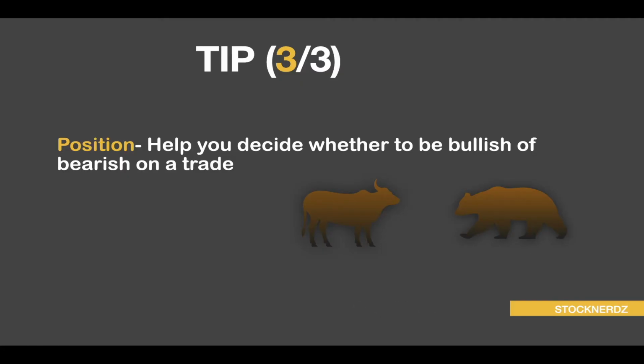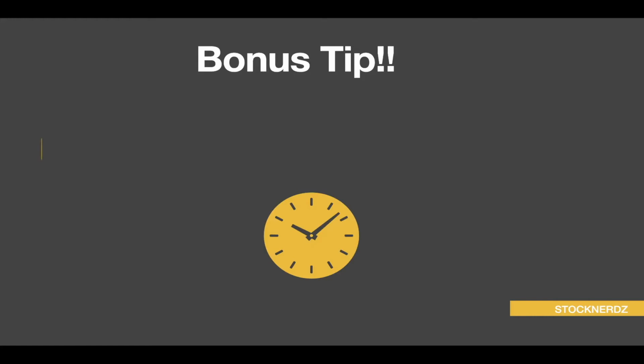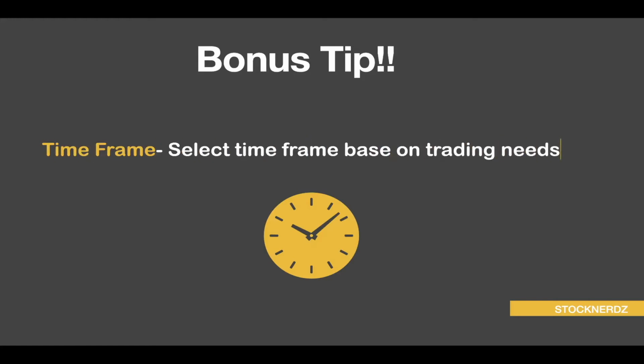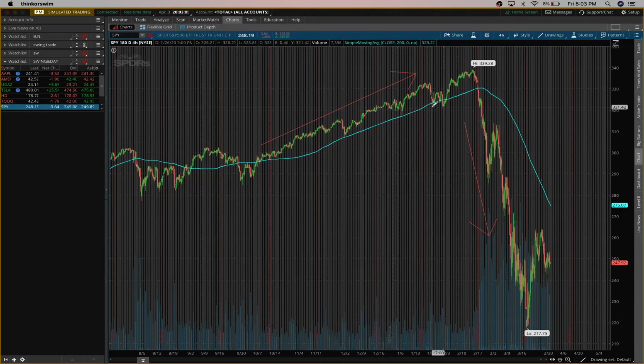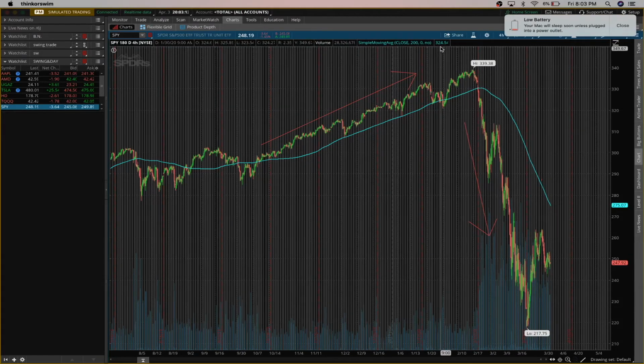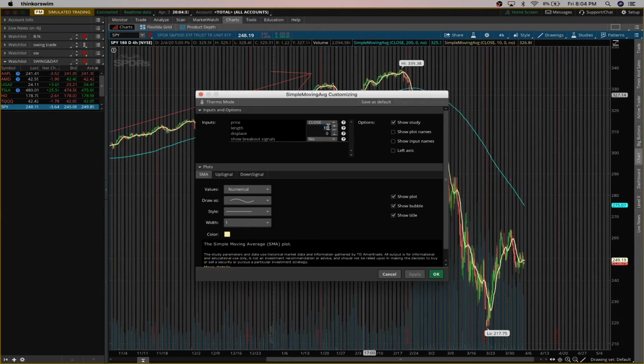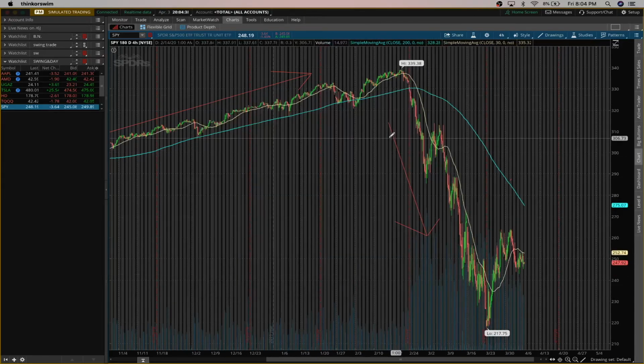Now let's look into the bonus tip. And this tip is time frame. This is very important because if you're day trading, you should not be looking at a 200-day SMA indicator. There's not enough price action. You want something closer. So generally you might look for something between a 10-day and 50-day SMA indicator. That 200-day SMA indicator will give you the general direction of the trend, but you want to opt for something with more price action, and that's why you might look for something between 10 days and 50 days.